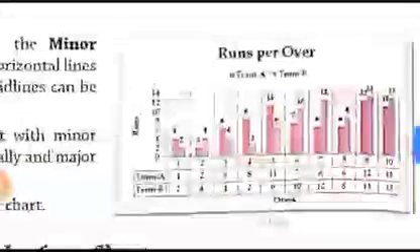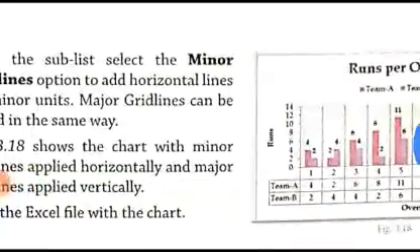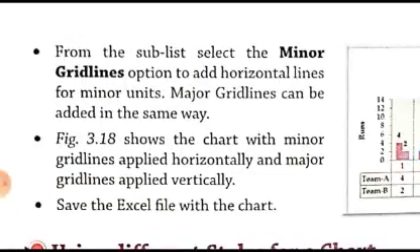I hope you have understood the meaning of minor and major vertical grid lines, what they are used for, and how we can insert them in our chart. I hope it is clear to all of you. So let us finish the topic. From the sublist we can select the minor grid lines option to add horizontal lines for minor units, and the major grid lines can also be added in the same way.